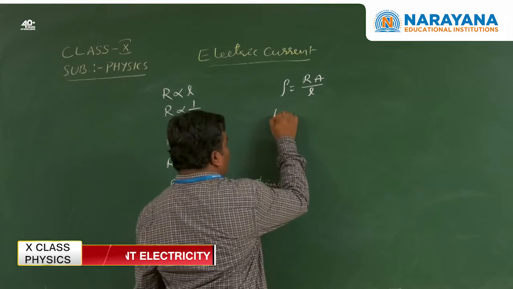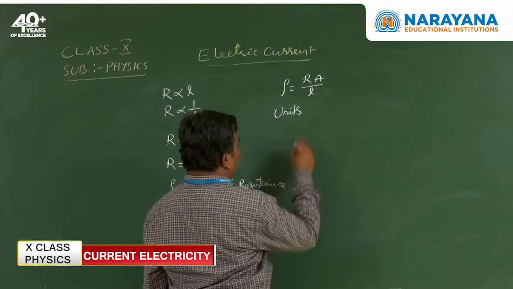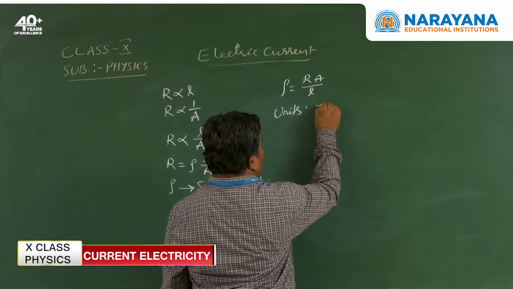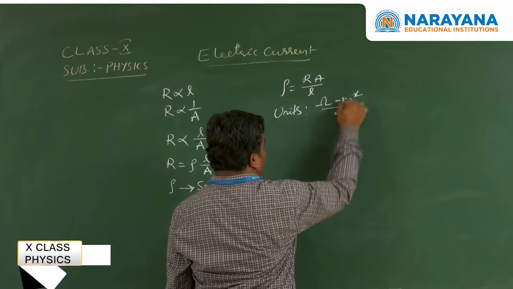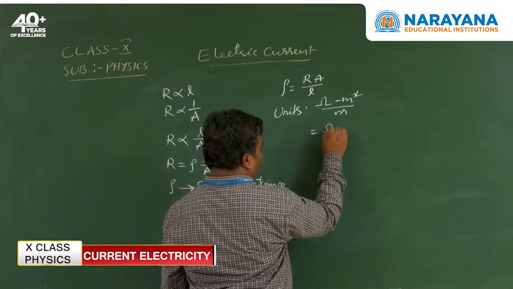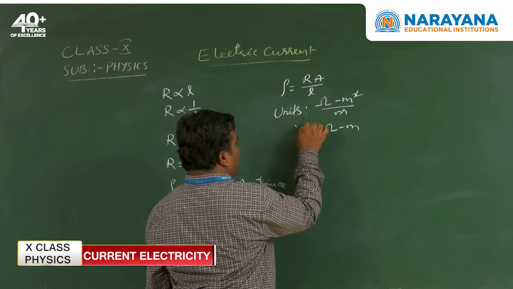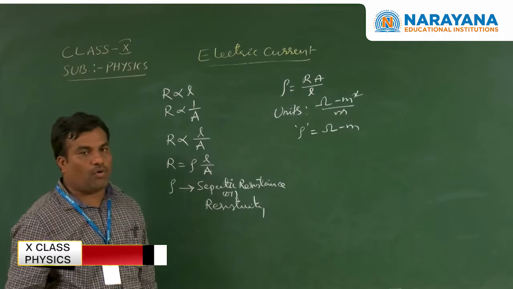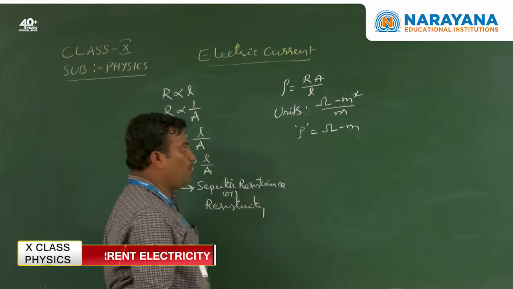Now we write the units. Resistance is ohm, area is meter square, length is meter. Meter cancels, so the unit of resistivity is ohm meter.